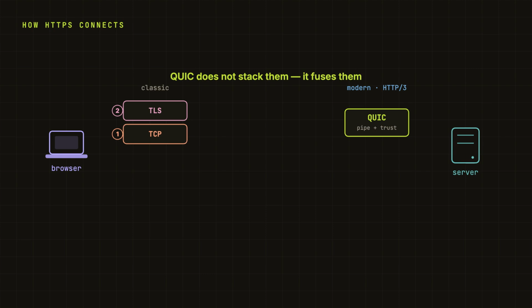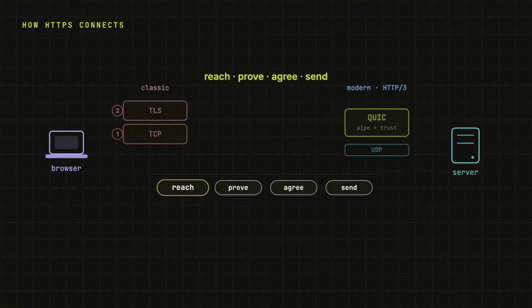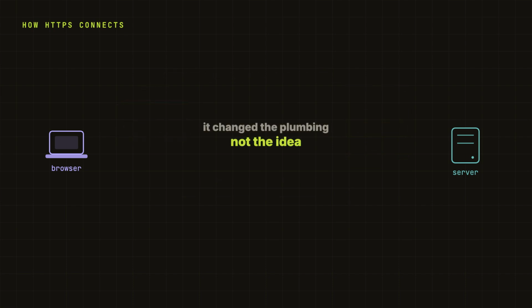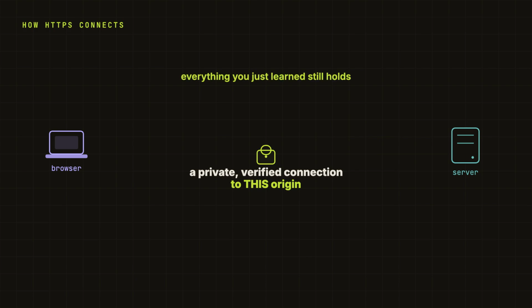It uses a transport called QUIC that does the pipe and the trust together in one combined step over a different base underneath called UDP. But this is the point, the jobs are exactly the same. Reach the server, prove the server, agree a shared key, then send HTTP. HTTP/3 just does them together and faster. It changed the plumbing, not the idea. So everything you just learned still holds.